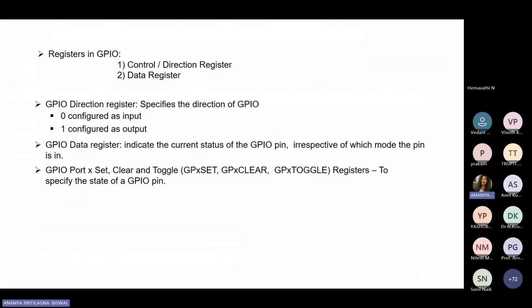The registers present in GPIO are the control register and data register. 0 is configured as input and 1 is configured as output. The GPIO data register generally indicates the current status of the GPIO pin, and the GPIO port basically operates three functions: set, clear, and toggle. For that, the instructions use GPxSET, GPxCLEAR, and GPxTOGGLE. These are the registers present for this specific task.